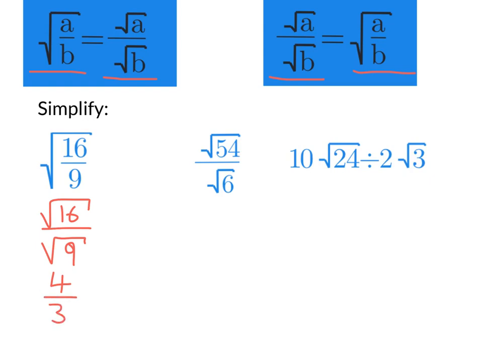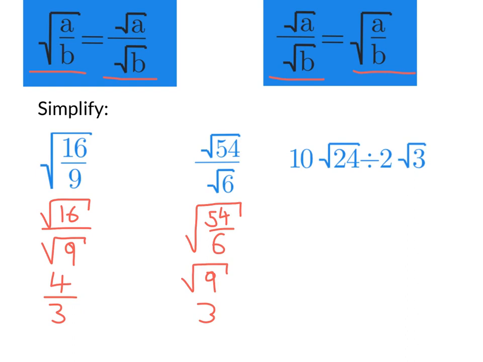The second one, I have two roots being divided, so I'm going to put that into one big root, and inside the root is going to be my fraction. 54 divided by 6. Now 54 divided by 6 I can simplify, that gives me 9, and the square root of 9 is 3. Okay, a lot simpler than what we had before.